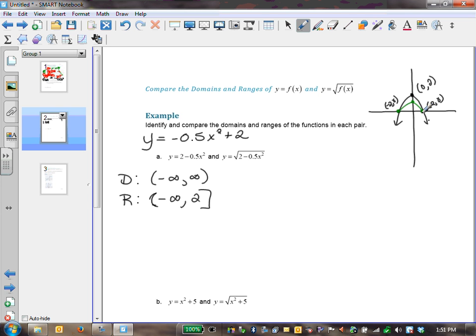Okay, so domain and range of the radical graph. Domain: negative 2 to positive 2. That's what that is. The range: 0 to root 2, because it's your y values. Okie dokie.